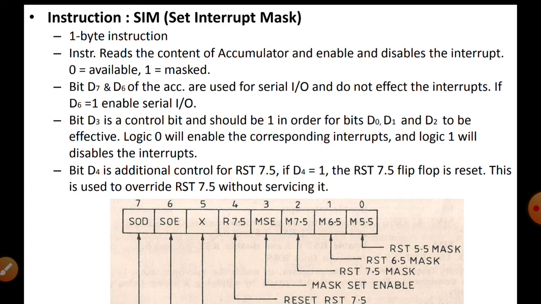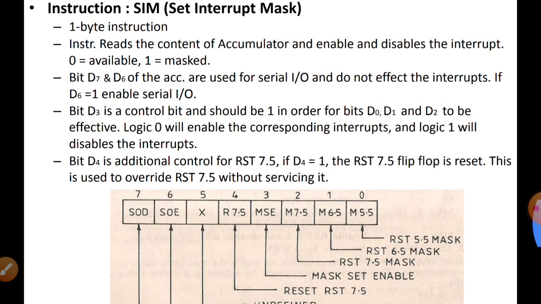The SIM instruction is a single byte instruction, and this instruction reads the content of the accumulator and it enables or disables the interrupt depending upon the bit pattern in the accumulator. So, before executing the SIM instruction, we have to put certain values into the accumulator, and then the SIM instruction will read the content of the accumulator and inform the processor which interrupt is masked and which interrupt is not masked.